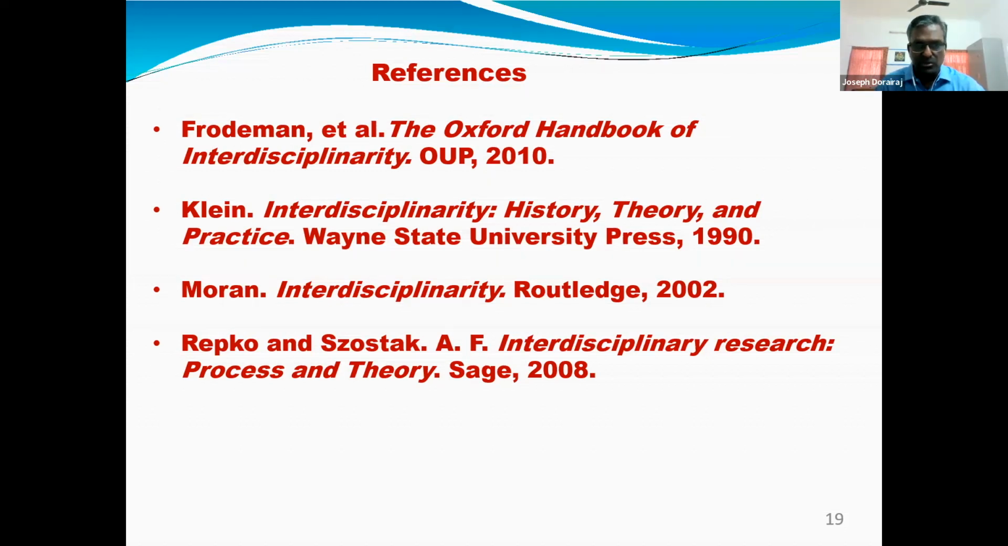I found this book good, but the only limitation as far as this book is concerned is that it has been written predominantly from an English studies point of view. But you can always read the first chapter, the introductory chapter, where Moran talks about interdisciplinarity in general terms. And the last book is published by Sage. The year of publication is 2008. We have two authors, and the title of the book is Interdisciplinary Research: Process and Theory.